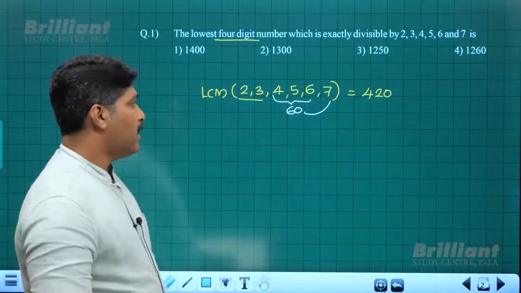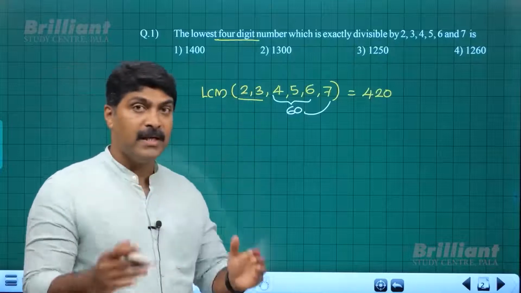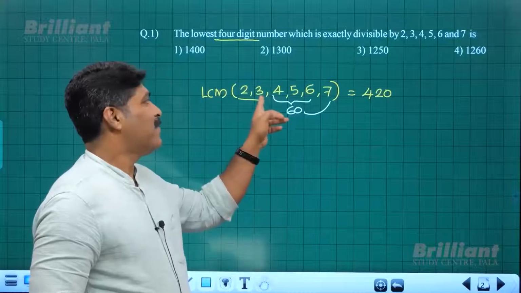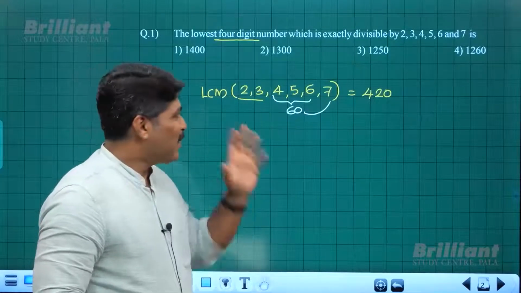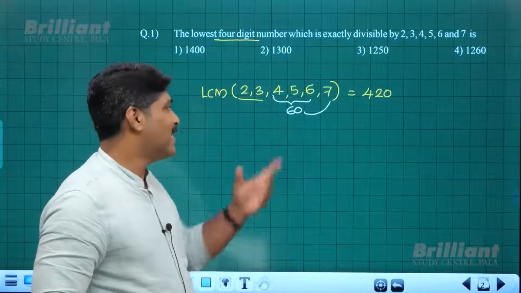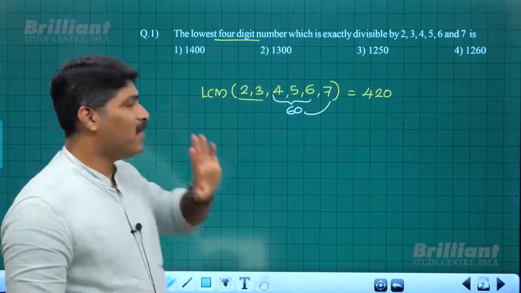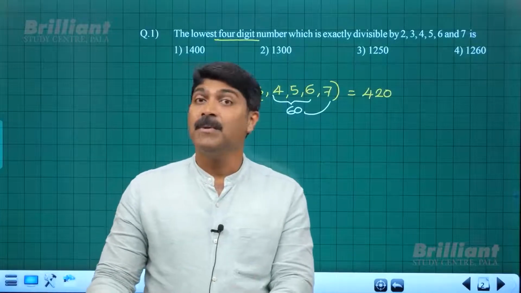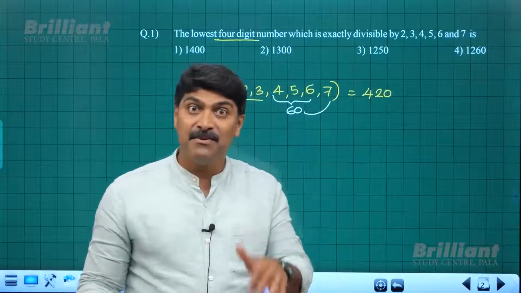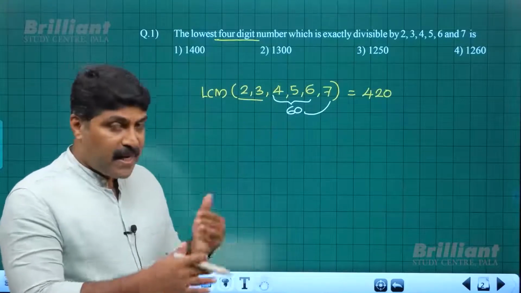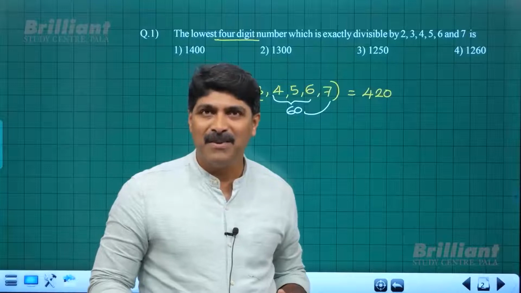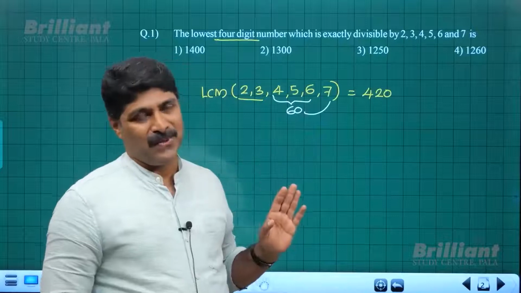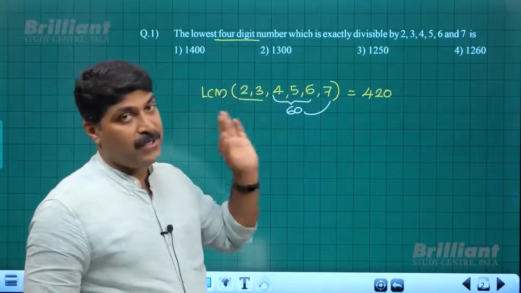So understand the method. First we can avoid 2 and 3 because 6 is a multiple of 2 and 3. Therefore think about the LCM of 4, 5 and 6, which is equal to 60. How to do it? The LCM of 4 and 6 is 12. LCM means least common multiple, which is the least number that is exactly divisible by these numbers. Then connecting with 5, 12 into 5, because 12 and 5 don't have any common factor, gives 60. 60 into 7 is equal to 420. So this is the least such number.